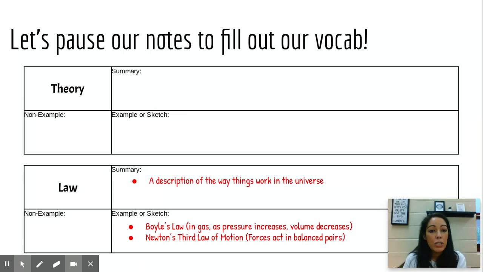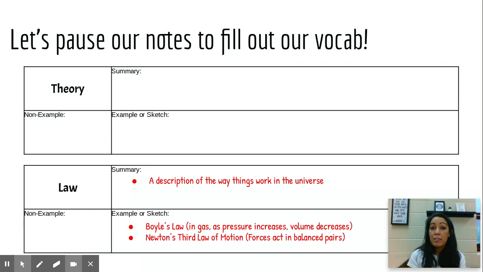Newton's third law of motion is another example of a law. That's the one that says for every action, there's an equal and opposite reaction. So forces act in balanced pairs. It's not telling me why that happens. It's just describing something that's going on in the universe.